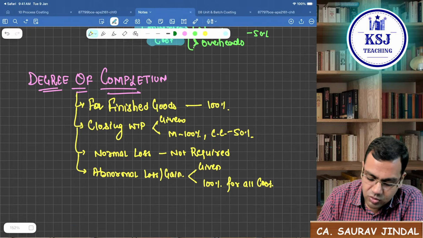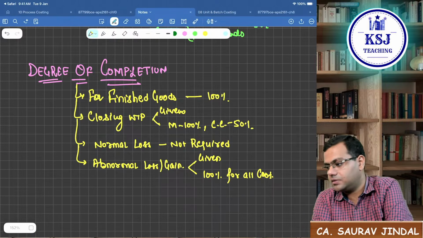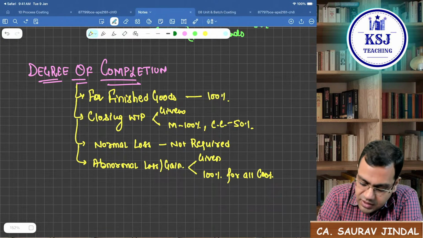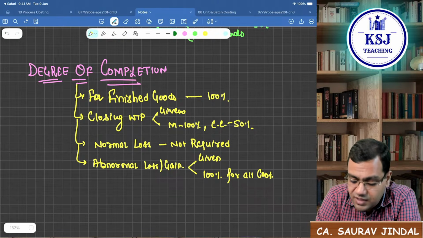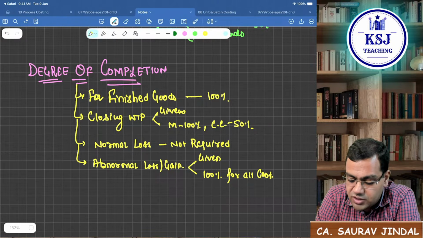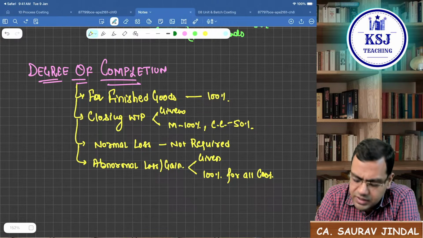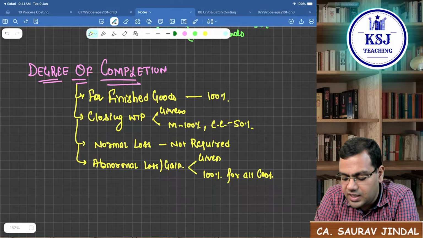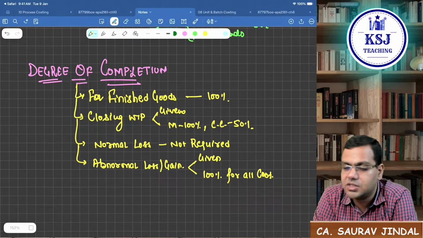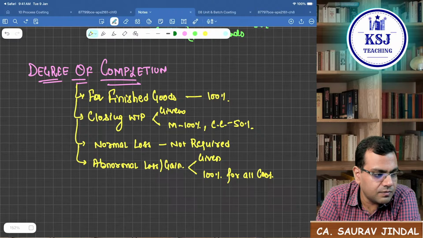So these are the rules regarding the degree of completion. For finished goods, 100%. Closing WIP, either it is given or you will take material 100%, conversion cost 50%. Normal loss, it is not required. Abnormal loss or gain, either it is given or it will be 100% for all cost. Simple rules.